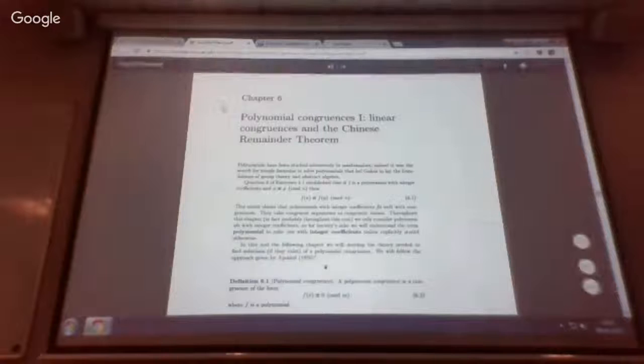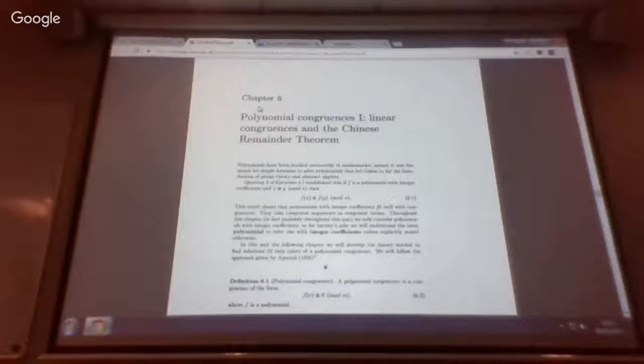Okay, so coming back to the matter at hand, we're going to start this chapter 6. So chapter 6 partners with chapter 7. These are polynomial congruences 1 and 2. And here's where we're going to be studying the solution of polynomial congruences.